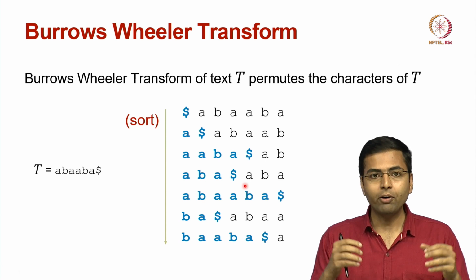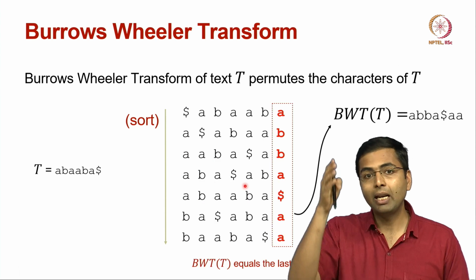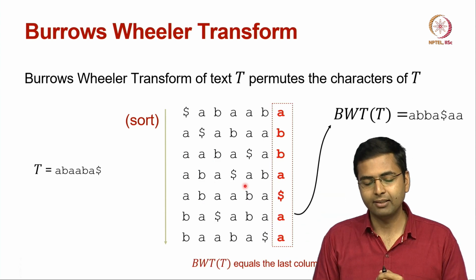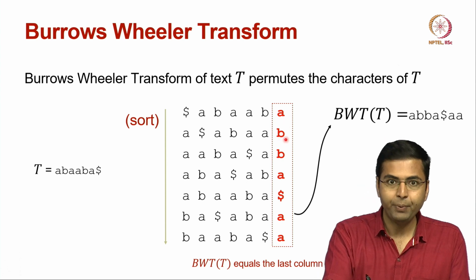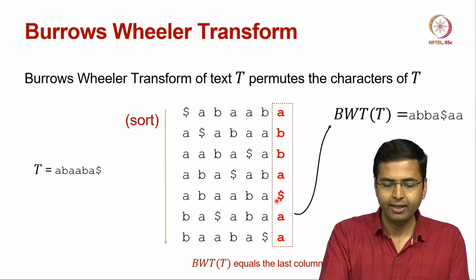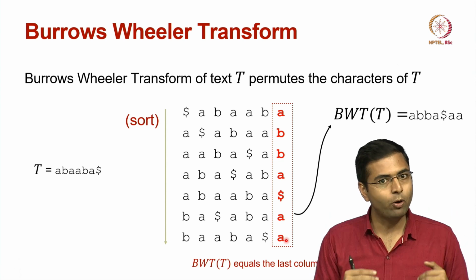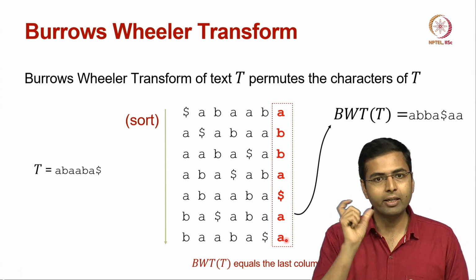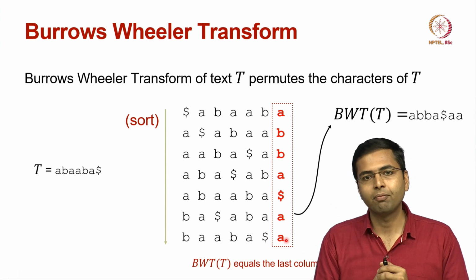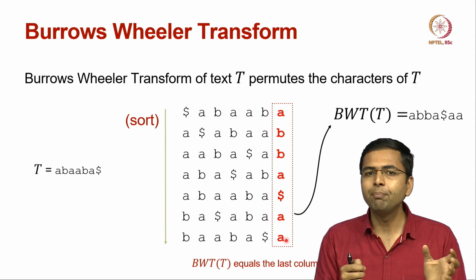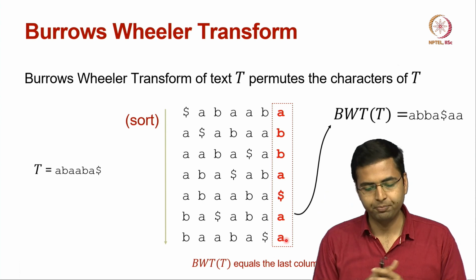Once we have sorted all the cyclic rotations, the Burrows-Wheeler transform is nothing but the last column of this matrix. The Burrows-Wheeler transform of text T is basically A, B, B, A, dollar, A, A. That is it. We compute all the cyclic rotations, we lexicographically sort them, and then we look at the last column, and that is the Burrows-Wheeler transform of the text. That is an extremely simple definition: you take the cyclic rotations, sort, and take the last column.